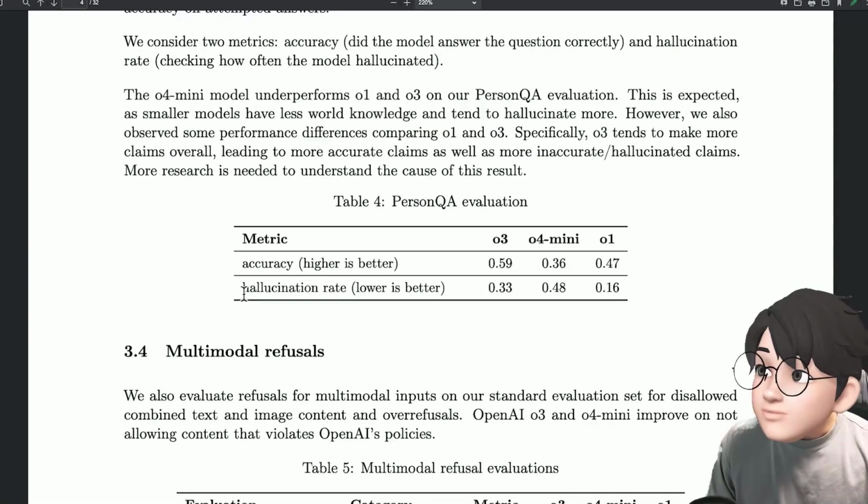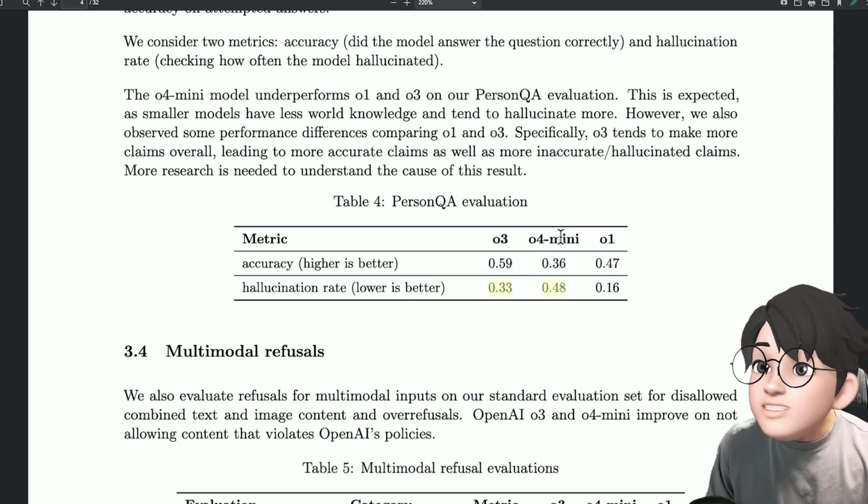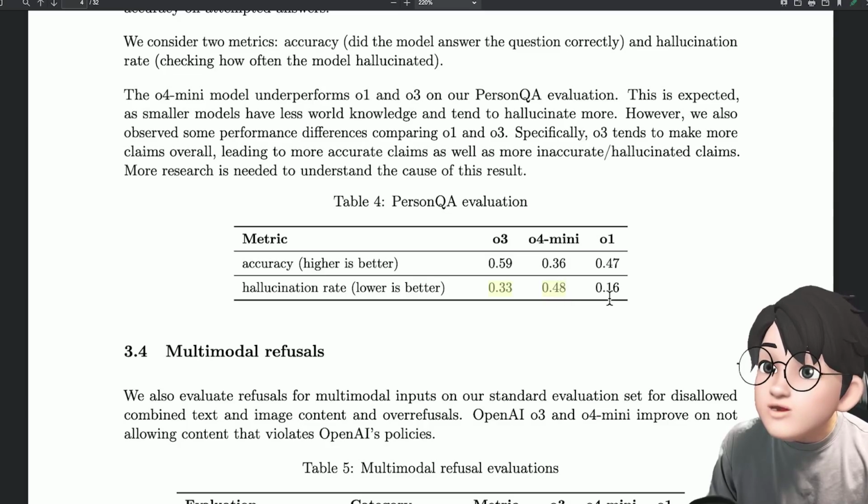Focus on this chart. What's the hallucination rate? A lower rate is better because it means fewer hallucinations. However, the new o3-mini and o3 are performing worse than the o1. This means they have more hallucinations. The hallucination rate for the o3-mini is 0.48, nearly 3 times higher. The o3's rate is also twice as high.